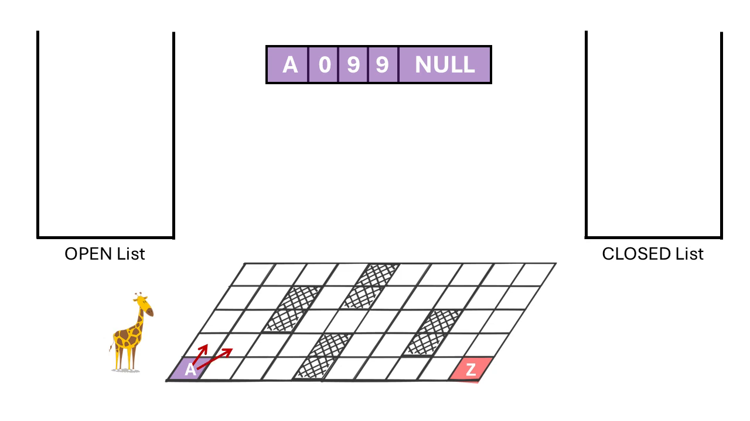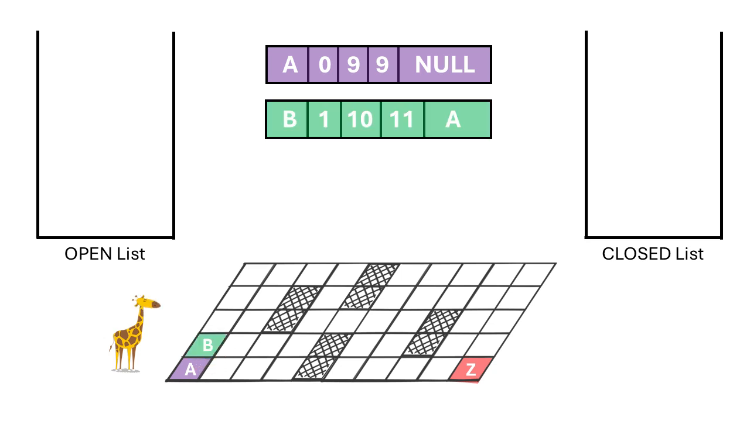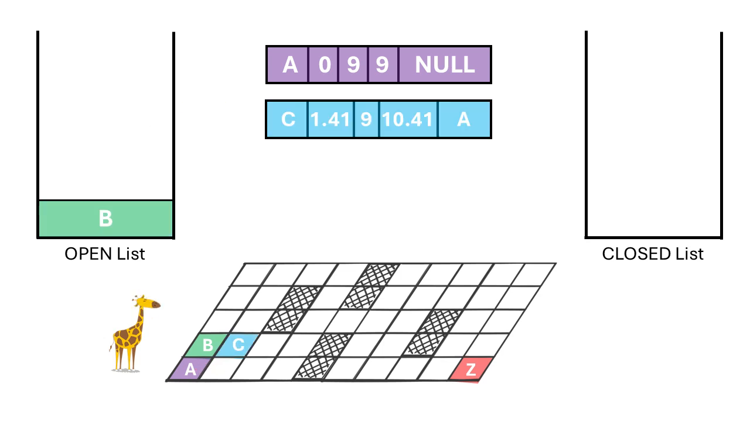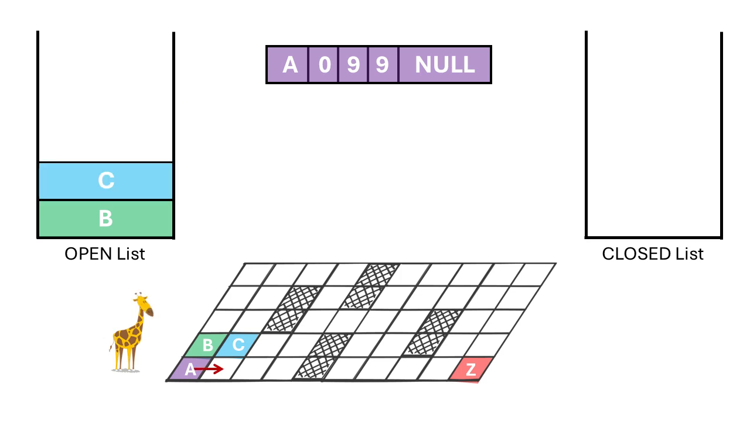Node A has 3 neighbours to expand. Node B has a g cost of 1 from node A, a h cost of 10, and an f cost of 11. We also set its parent to be node A. This gets added to the open list. Node C has a g cost of 1.41 from node A. Remember that a diagonal move costs the square root of 2. It has a h cost of 9, giving it an f cost of 10.41. And we set the parent to node A. This gets added to the open list along with node B.